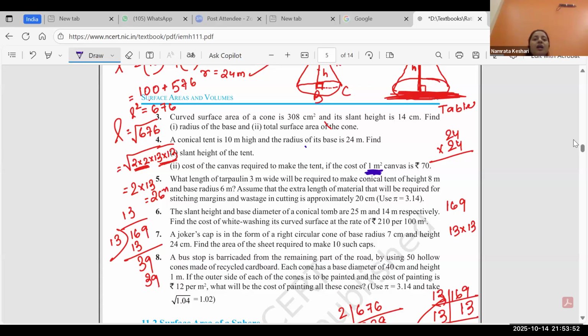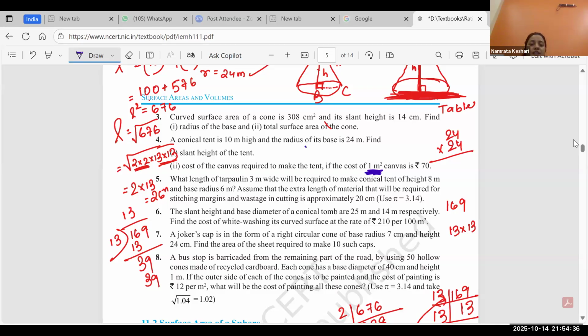So again I'm summarizing: after reading the statement I was not getting what to do over here. Then I realized 1 meter square cost is given. Meter square is the unit of area, so maybe we have to find the area. Now, which area? Curved surface area or total surface area? The canvas of the tent means curved surface area we have to find, unless it is specifically given in the question that you have to take the circular lid, the bedding, or the flooring of the tent house as well. So we are going to take the curved surface area.